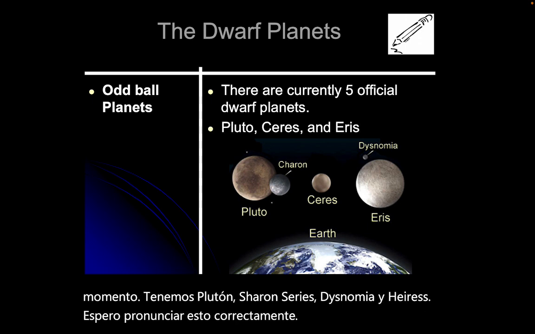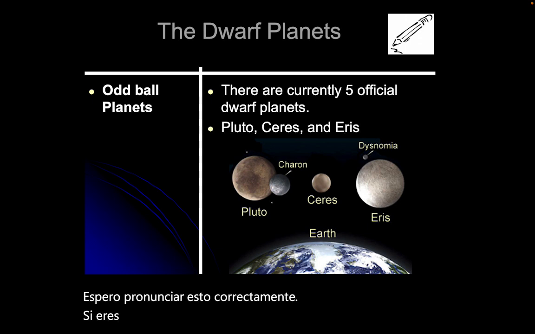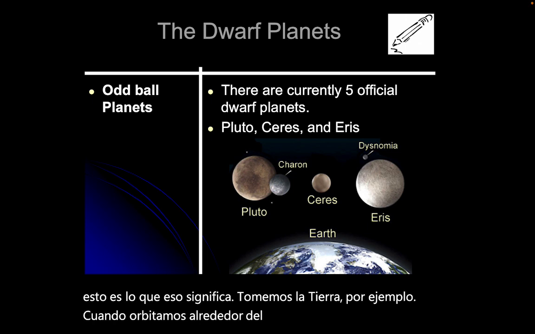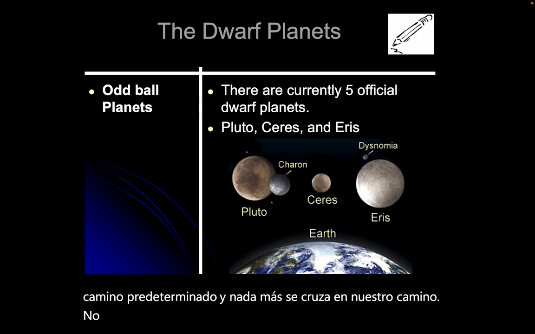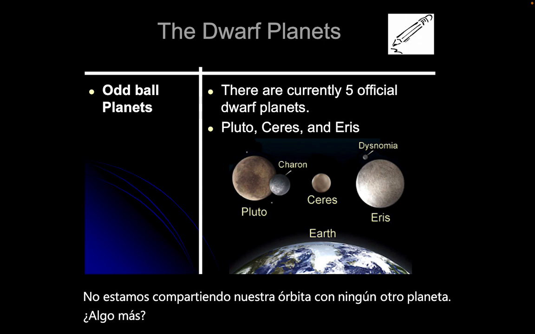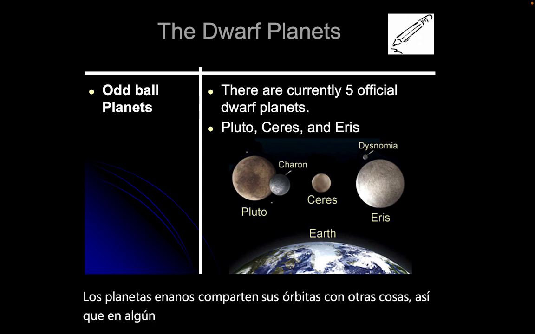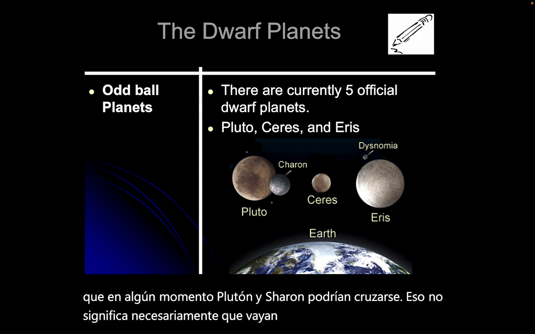If you are a dwarf planet, that means you do not clear your orbit. And here's what that means. Take Earth for example. When we orbit around the sun, we have our own predetermined path, and nothing else crosses our path. We are not sharing our orbit with any other planet, anything else. Dwarf planets do share their orbits with other things. Like at some point, Pluto and Charon might cross paths. That doesn't necessarily mean they're going to collide, although I guess they could technically. But they do not have their own independent orbit.